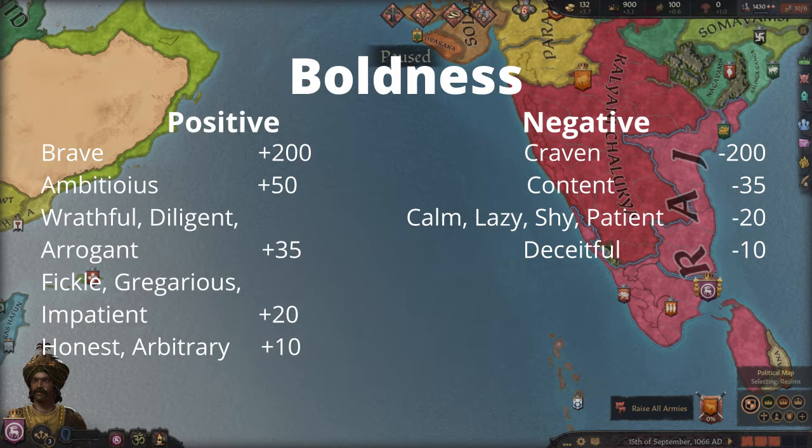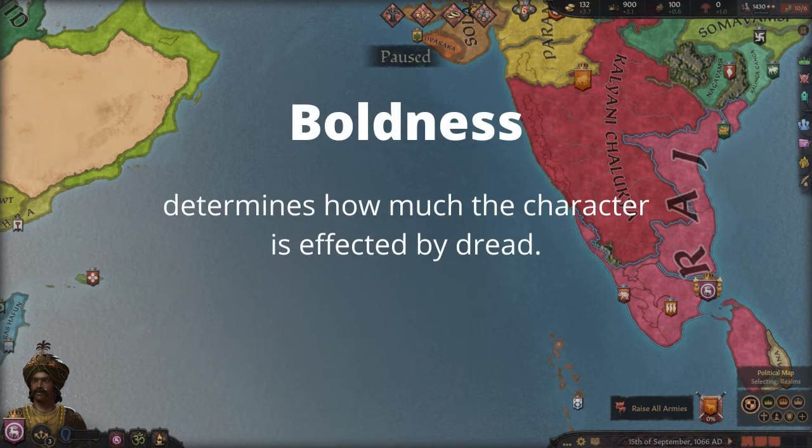Now the boldness attribute determines how much the character is affected by dread. So if you're on the negative side, you're going to be fearful of somebody who has a lot of dread. And if you're on the positive side, the more you're on the positive side of boldness, the less that dread is going to affect you when someone else has dread.